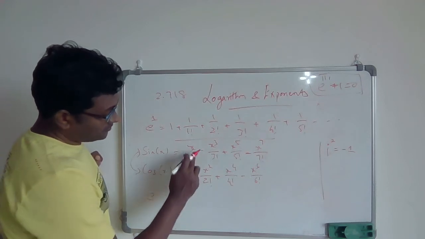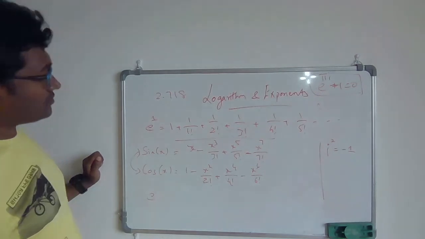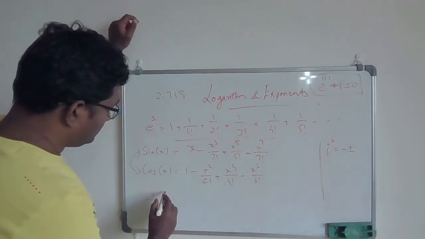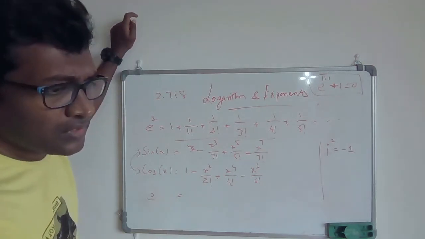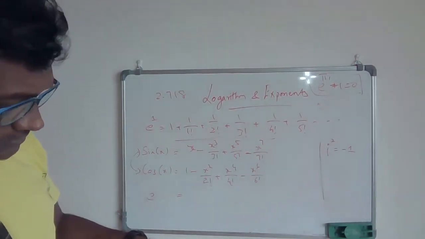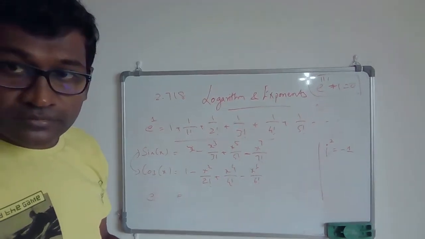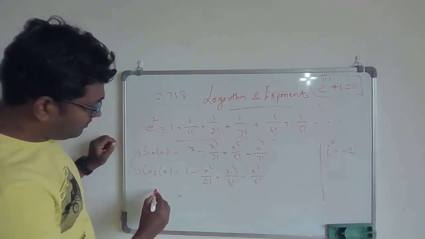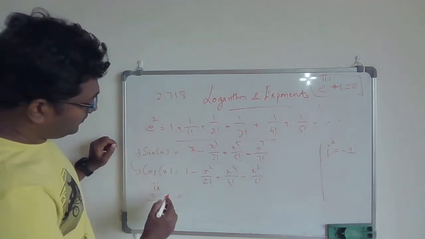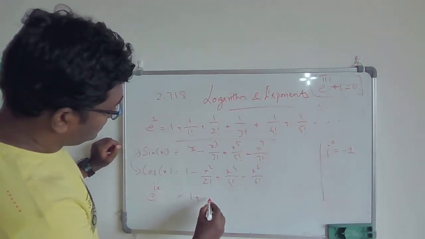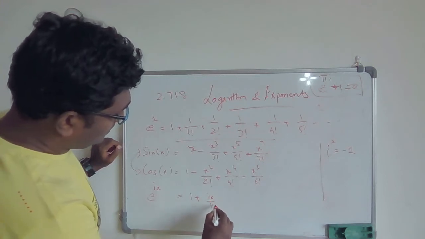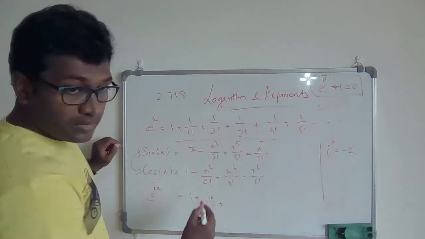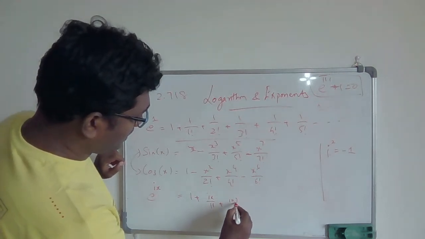Let's say instead of x, we try to put i. Let's see what happens. We'll continue. Instead of using e to the power of x, we will try to use e to the power of ix. We're just replacing this x with ix. So this becomes 1 plus ix by 1 factorial, plus ix squared by 2 factorial.